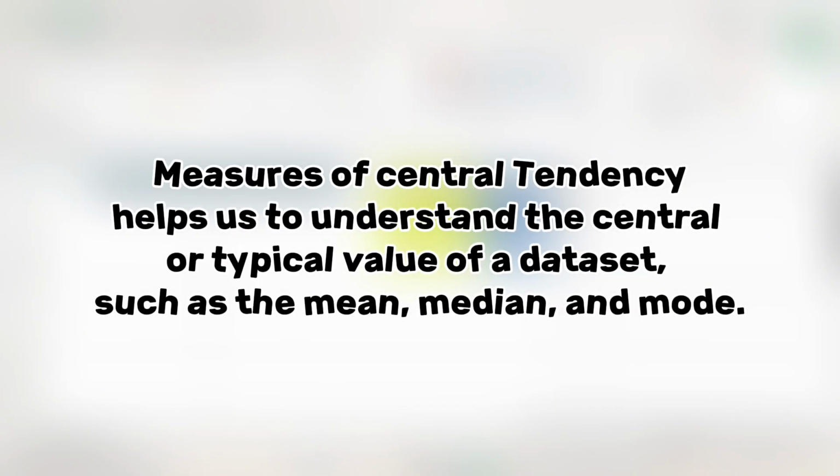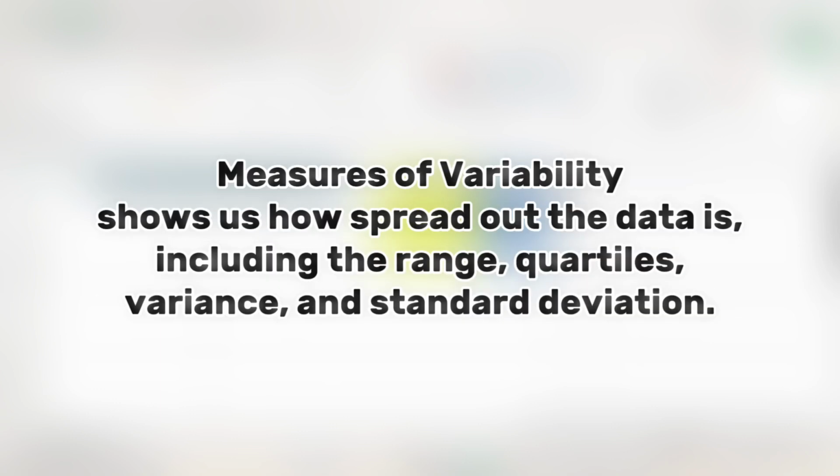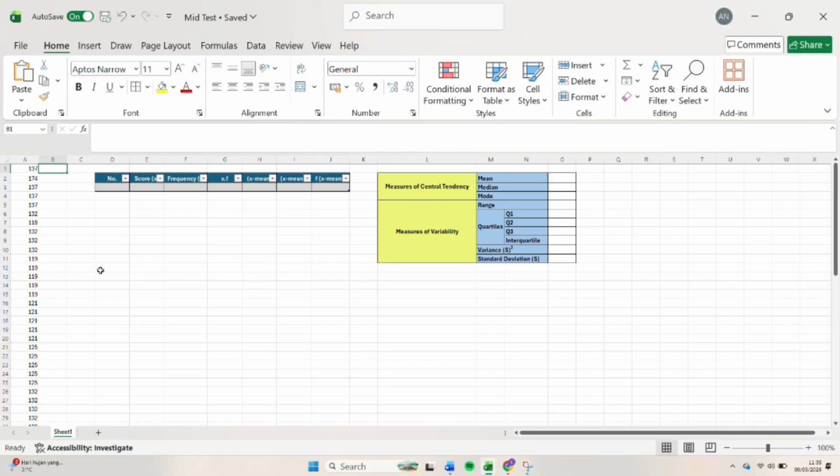Measures of central tendency help us understand the central or typical value of a dataset, such as the mean, median, and mode. Meanwhile, measures of variability show us how spread out the data is, including the range, quartile, variance, and the standard deviation. In this tutorial, I will guide you step by step, starting from entering the data and creating a table in an Excel worksheet, and then calculating each measure using Excel formulas.